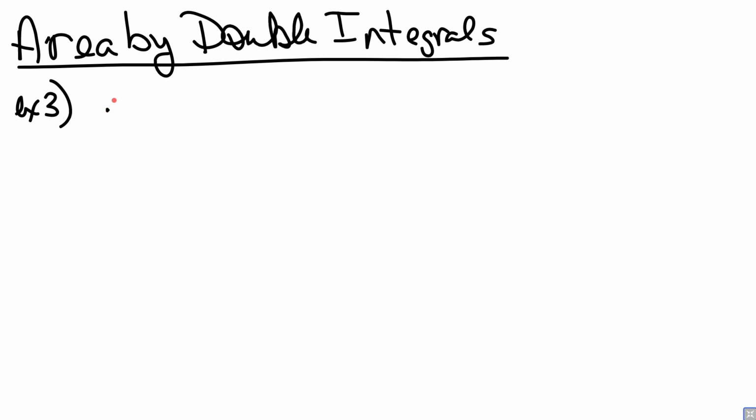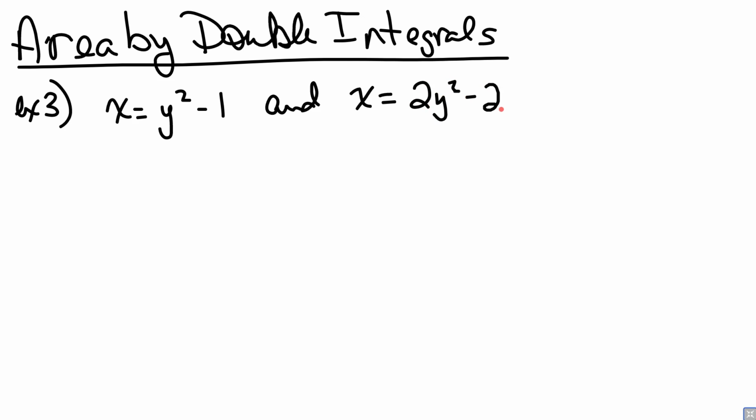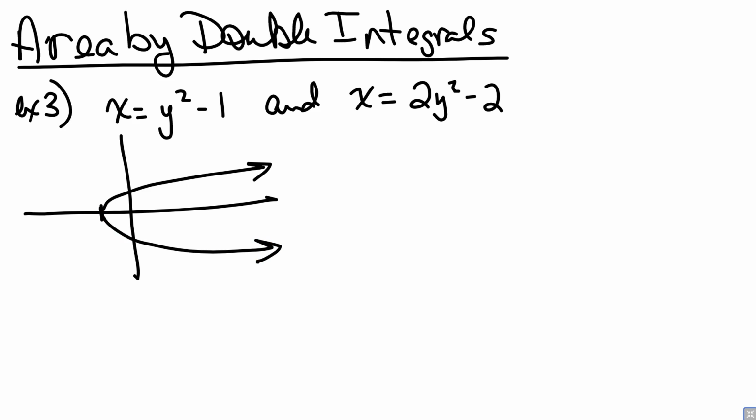Okay, so x equals y squared minus 1 and x is equal to 2y squared minus 2. So if we're going to do this, again, the first thing we want to do is a sketch of the region so we know what we're dealing with here. So if we graph this, both of these are parabolas that open to the right. Here, we're going to go over one, opening to the right, left one, open to the right. This one, we're going to go left two and opening to the right.